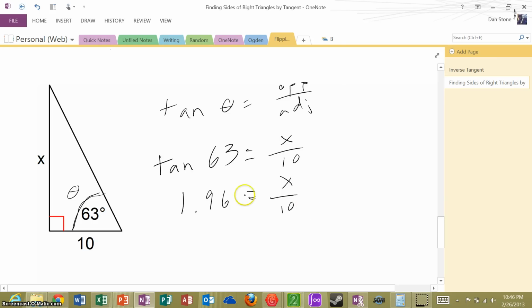In order to solve for x, what must we do? Well, we must multiply both sides by 10. It is an equation. We need to keep both sides even. The 10's cancel out there. 10 times 1.96 simply leaves you with 19.6 equals x. And that's it. We now know what this side is, 19.6. Let us try one more.